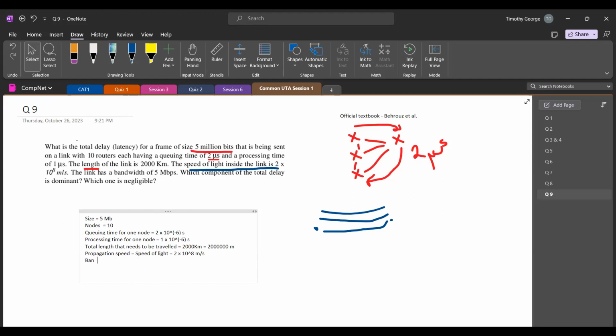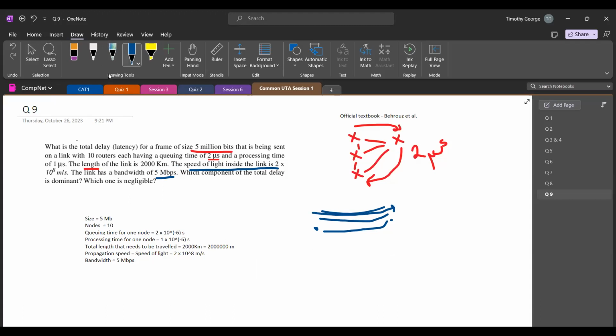So bandwidth. What is bandwidth? Bandwidth is like the bit rate, the network speed. It's not really a formal term, but take 5 Mbps. What does that mean? 5 Mbps means that in 1 second, 5 million bits get to pass through the network.